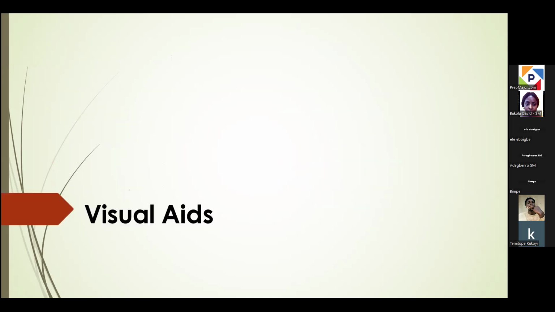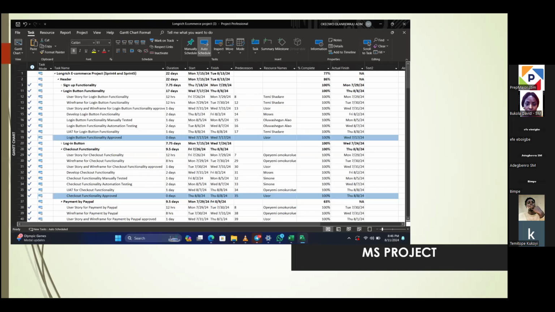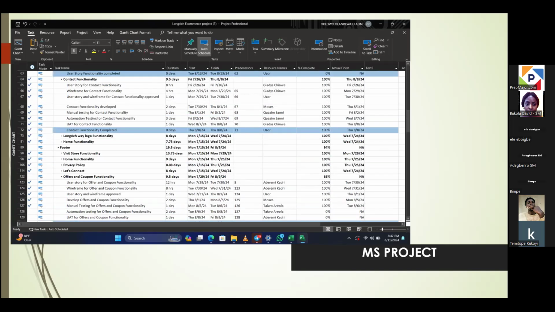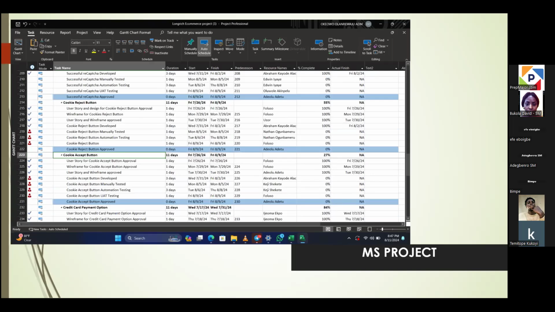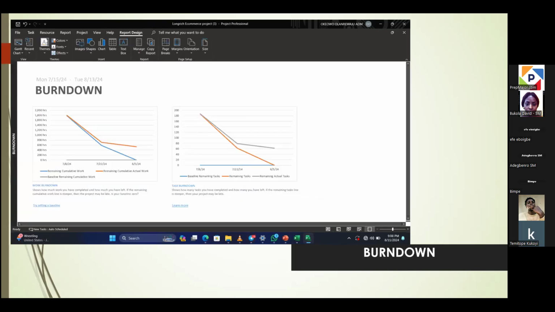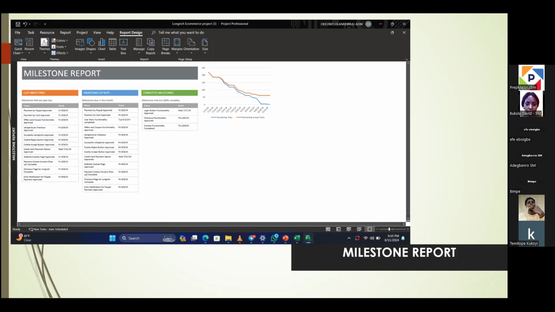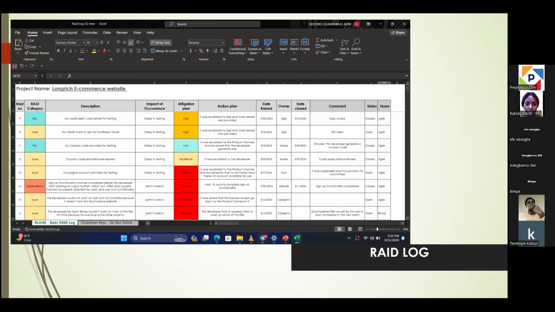All right, next slide. So this is my work of art. This is my Gantt chart for the Longreach e-commerce project, containing the details of the project, starting with the task and the duration. Next slide. So these are the task names. Next slide. So this is the burn down, the work burn down and the task burn down. Next slide. And this is our milestone report. Next slide. So this is our risk log, showing the issues we had, the mitigation plans, and the actions. All right, next slide.